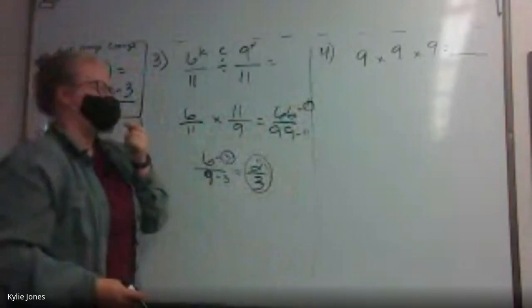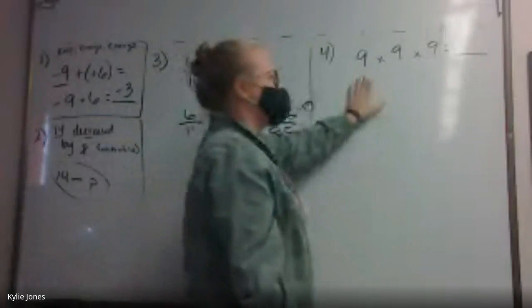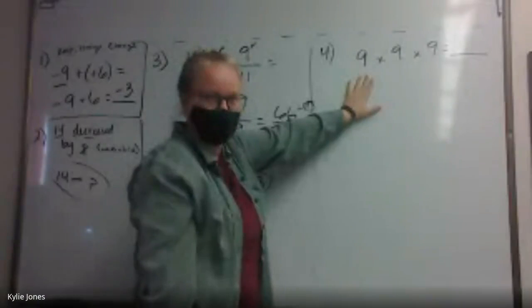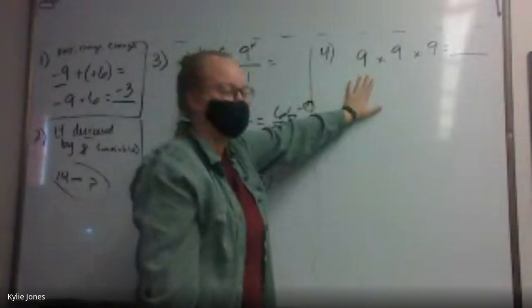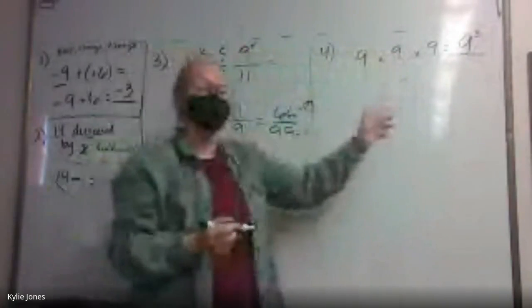Number 4. Simplify 9 times 9 times 9. If I write this with an exponent, what will it become? Good. 9 to the 3rd power. 9 raised to the 3rd power. And then it challenged you to solve it. How do I solve something like this?